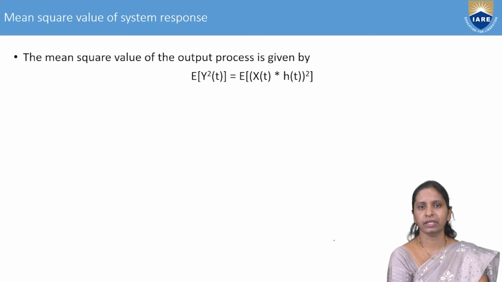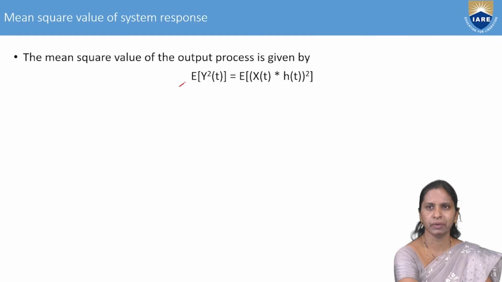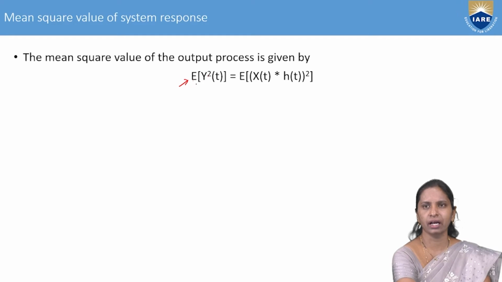In a similar manner, we will calculate the mean square value of the response of the LTI system. What is mean square? Mean is nothing but expectation. Mean square is when you square and then take the average or mean value. Therefore, the mean square of the output process or the system response, which is y of t, is nothing but E of y square of t.